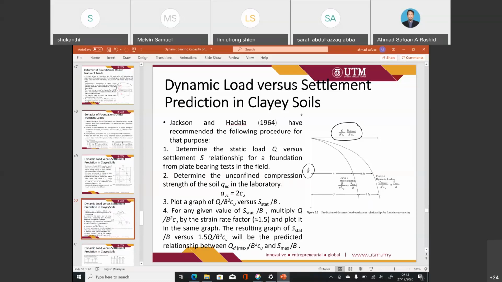This suggestion was proposed by Jackson and Handela. They conduct the static testing at the site, and then by multiplying with the strain rate factor, which is 1.5, for the S over B, they assume the dynamic behavior will be 1.5 times greater than the static.